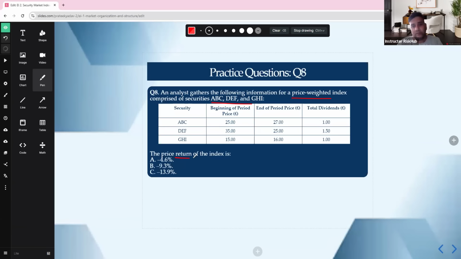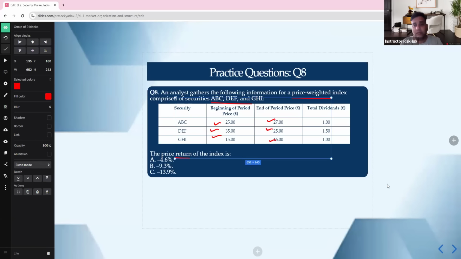So when we try to calculate the price return, right? ABC: 25, 27, 35, 25, 15, 16. When we are trying to calculate the price, for each we have to calculate. And then this question doesn't exactly say that it is an equal weighted thing. It's a price weighted index. So how do we do it? What will we do here?